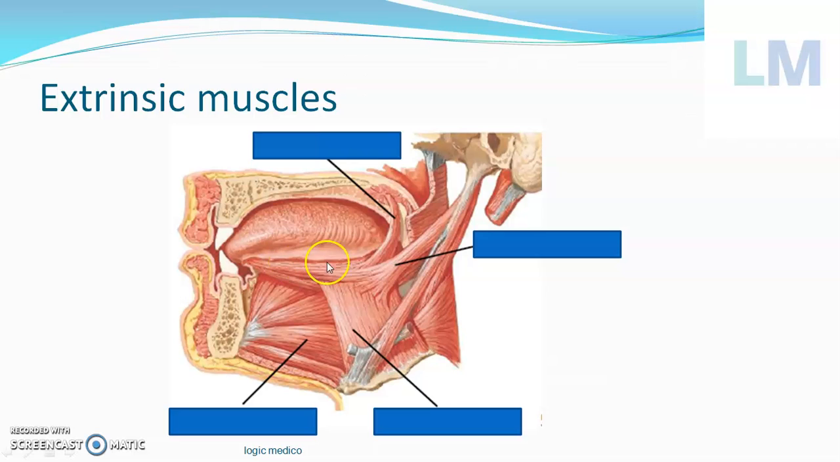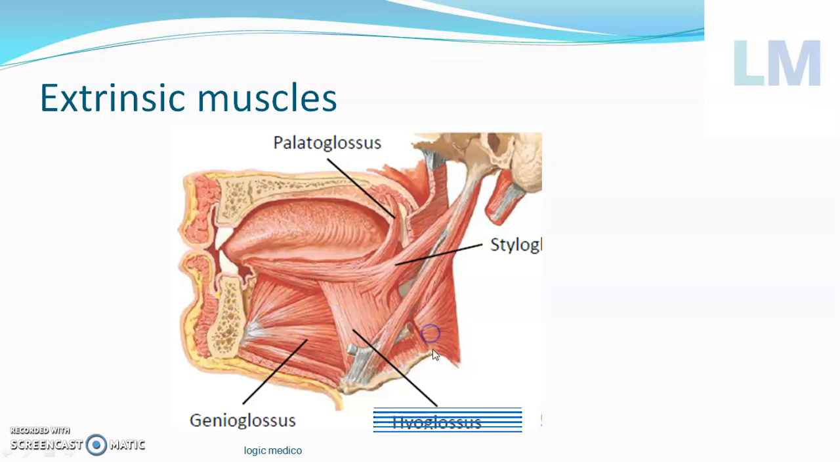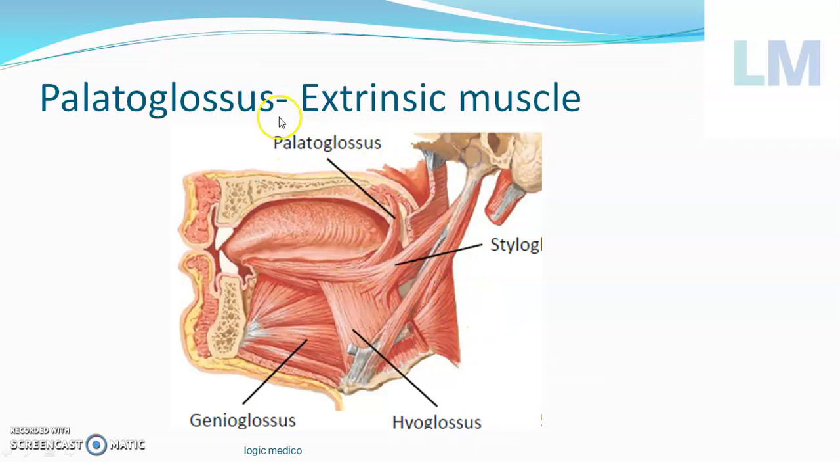Whereas intrinsic muscles are those muscles which are within the tongue, which alter the shape and contour of the tongue. So let's start with the extrinsic muscles. The names of them are palatoglossus, from palate to the tongue. What is today's topic? Other muscles are styloglossus, from styloid process to the tongue; genioglossus, from superior genial tubercle of mandible to the tongue; and hyoglossus, from the hyoid bone to the tongue. So today's topic is palatoglossus, and it is one of the extrinsic muscles of the tongue.